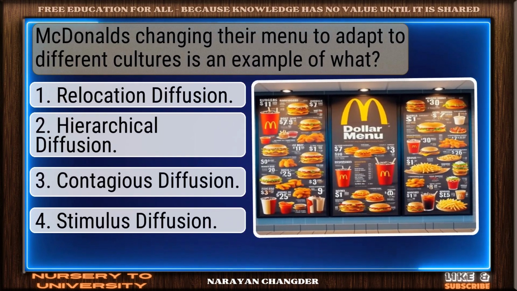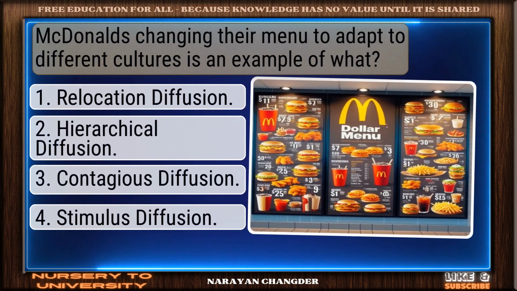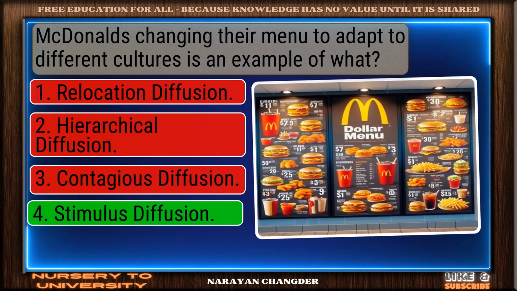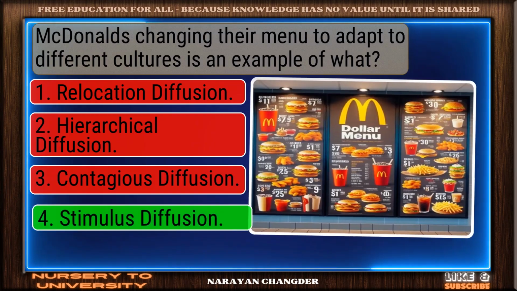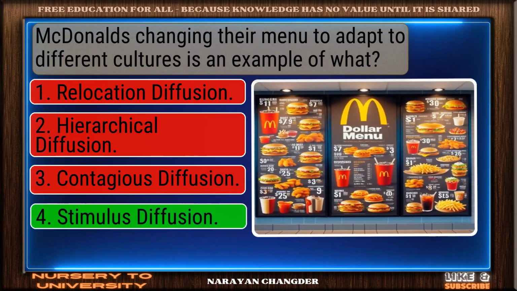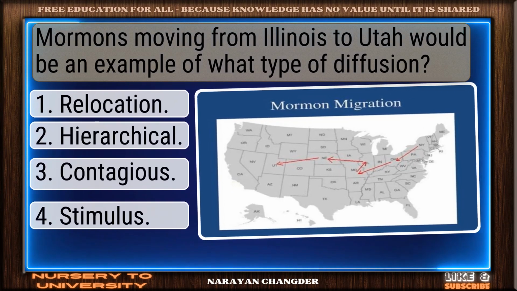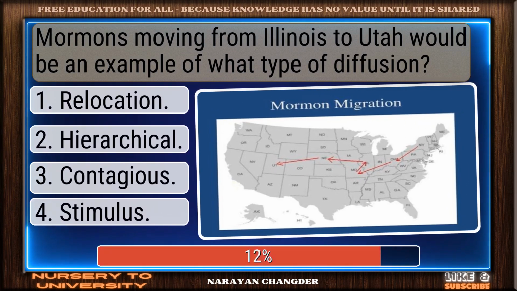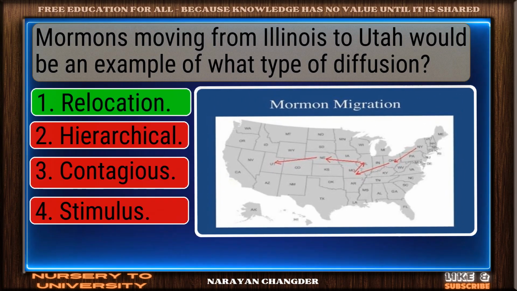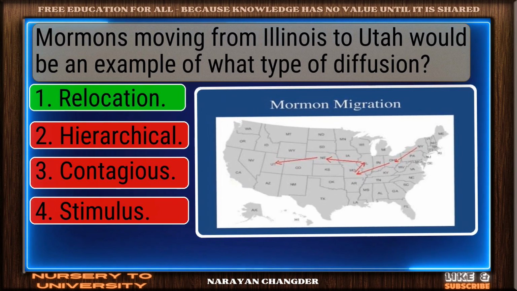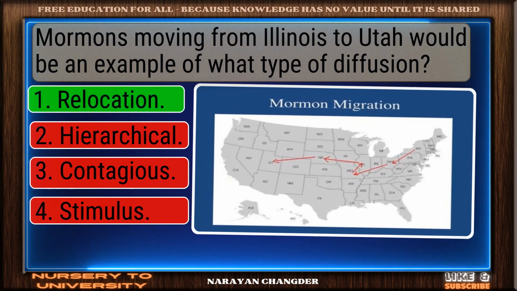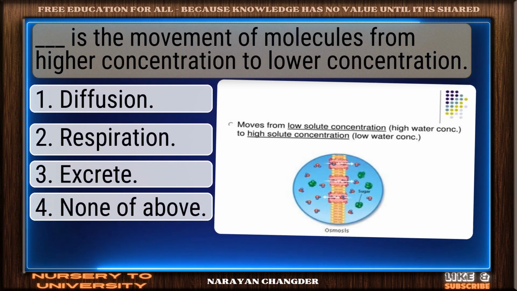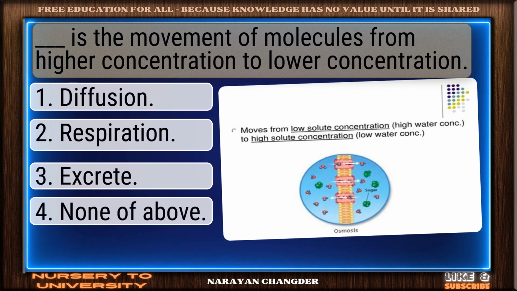McDonald's changing their menu to adapt to different cultures is an example of what? Sharp thinking. Stimulus diffusion is the right choice. Mormons moving from Illinois to Utah would be an example of what type of diffusion? Good job. Your answer, relocation, works well here. Dash is the movement of molecules from higher concentration to lower concentration.